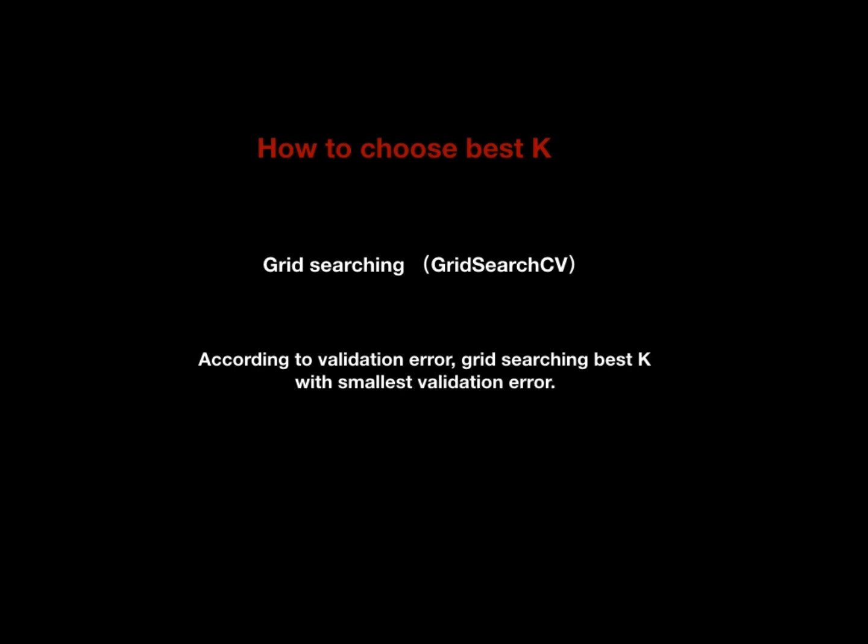Generally, grid searching is a great method to deal with this question. In Python, the GridSearchCV function will be used. This method grid searches for the best K with the smallest validation error. So you could just remember 4 keywords that represent the properties of KNN, that is supervised, based on distance, lazy learning, and linear model.